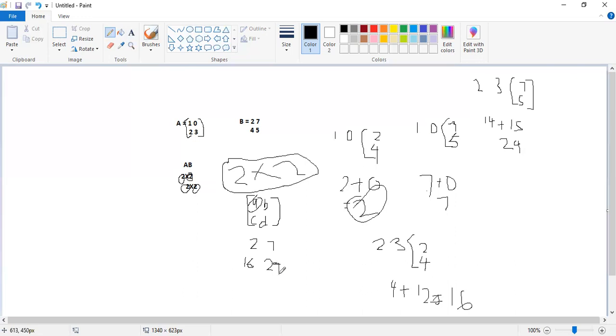Sorry, I'm using Paint, so it's kind of funny. So now this will be our resultant, and our resultant matches. See, that is not difficult.